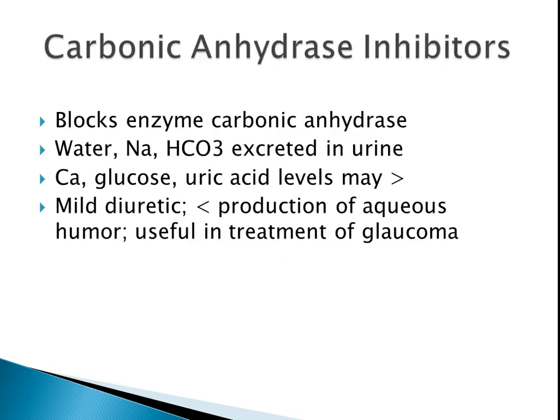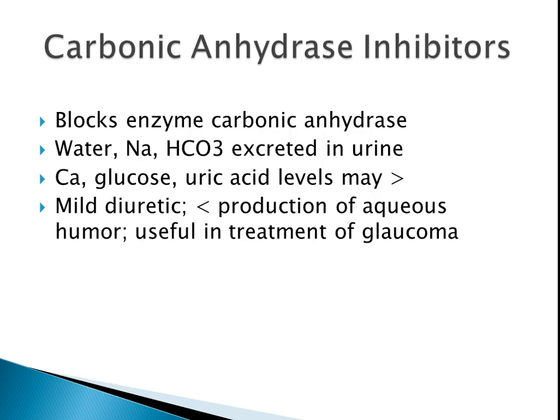Carbonic anhydrase inhibitors. They block the enzyme carbonic anhydrase. Sodium, water, and hydrochloride, bicarbonate are excreted in the urine. Calcium, glucose, and uric acid will go up. Remember, those are large molecules. Now, these two are considered mild diuretics, but they also decrease the production of aqueous humor.